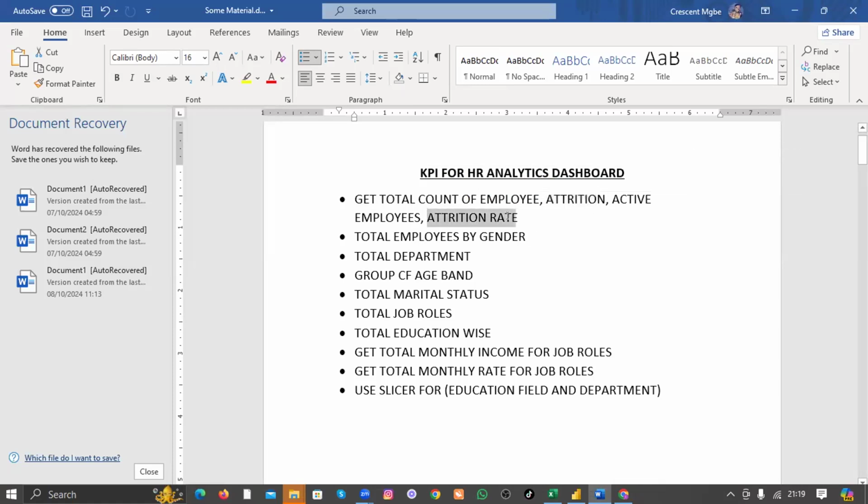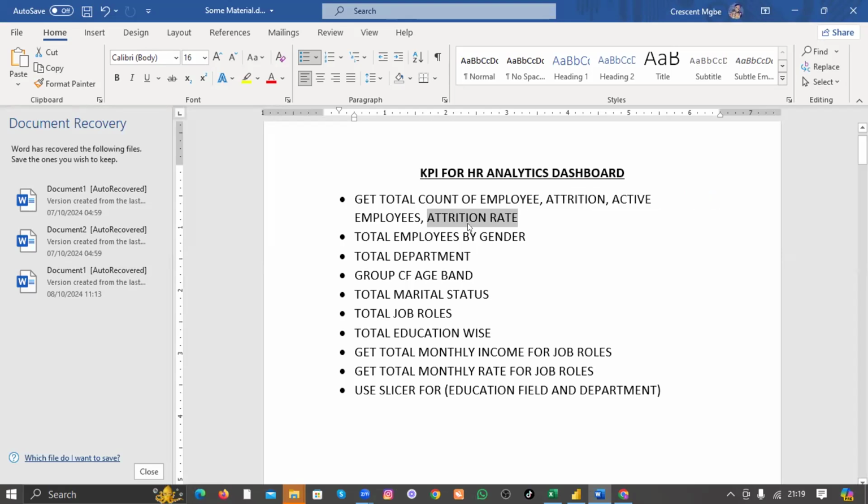Then attrition rate. Attrition rate means the rate of people leaving. There's a formula for it. It is the total number of people that have left a company over the average number of people working in that company, times 100. So it is going to give you a ratio, a percentage.